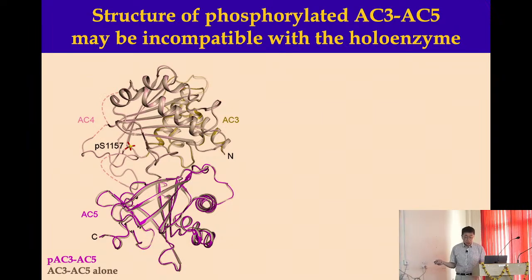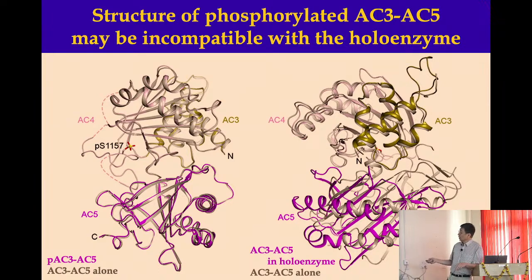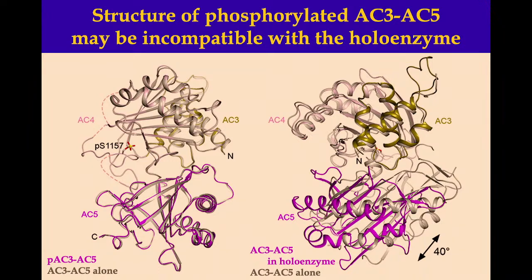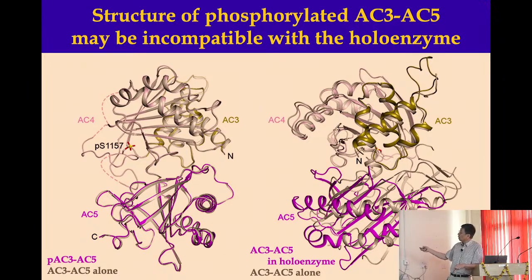Luckily, we had the structure of the holoenzyme. In the holoenzyme, you can see the structure of AC3, AC5 alone is actually very, very different from the structure of AC3, AC5 in the holoenzyme. If you overlay the top part, AC5 has a 40-degree rotation. So there are dramatic conformational changes in this middle region. When you cut it out, it's one state. In the holoenzyme, it's a different state. So it's a very dynamic structure going back and forth. And that's how essentially the enzyme can form this holoenzyme.